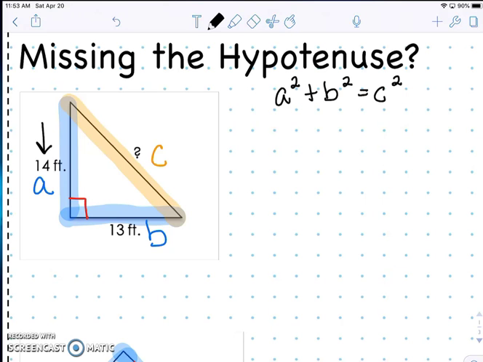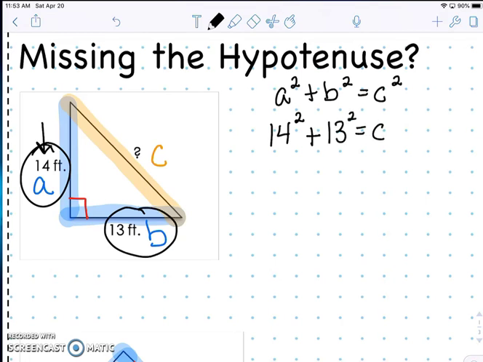So let's look. Right here, I know that a is equal to 14. So all I'm going to do is replace a with 14 and keep everything else right there: 14 squared, okay? Plus, now I can replace b with 13. 13 squared is equal to c squared. And I'm going to keep c squared because I don't know what c is. There's still that question mark there.